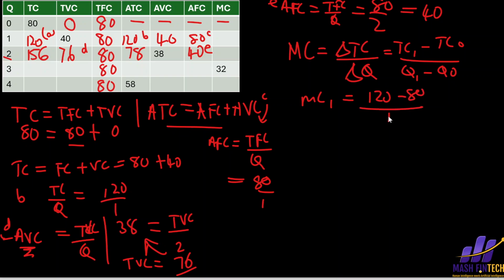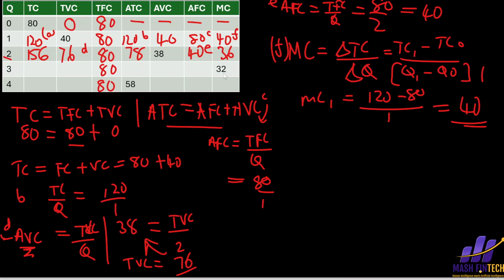So this is always going to be 1, the change in quantity, because our quantities are increasing by 1. So take note that the change in quantity in this table is always 1. Hence, when we subtract 120 minus 80, we should get 40. Let me call this f. This is how we get f. We eventually get an answer of 40. All right. We do the same thing for this part here. For an output of 2, we say 156 minus 120, we get 36.